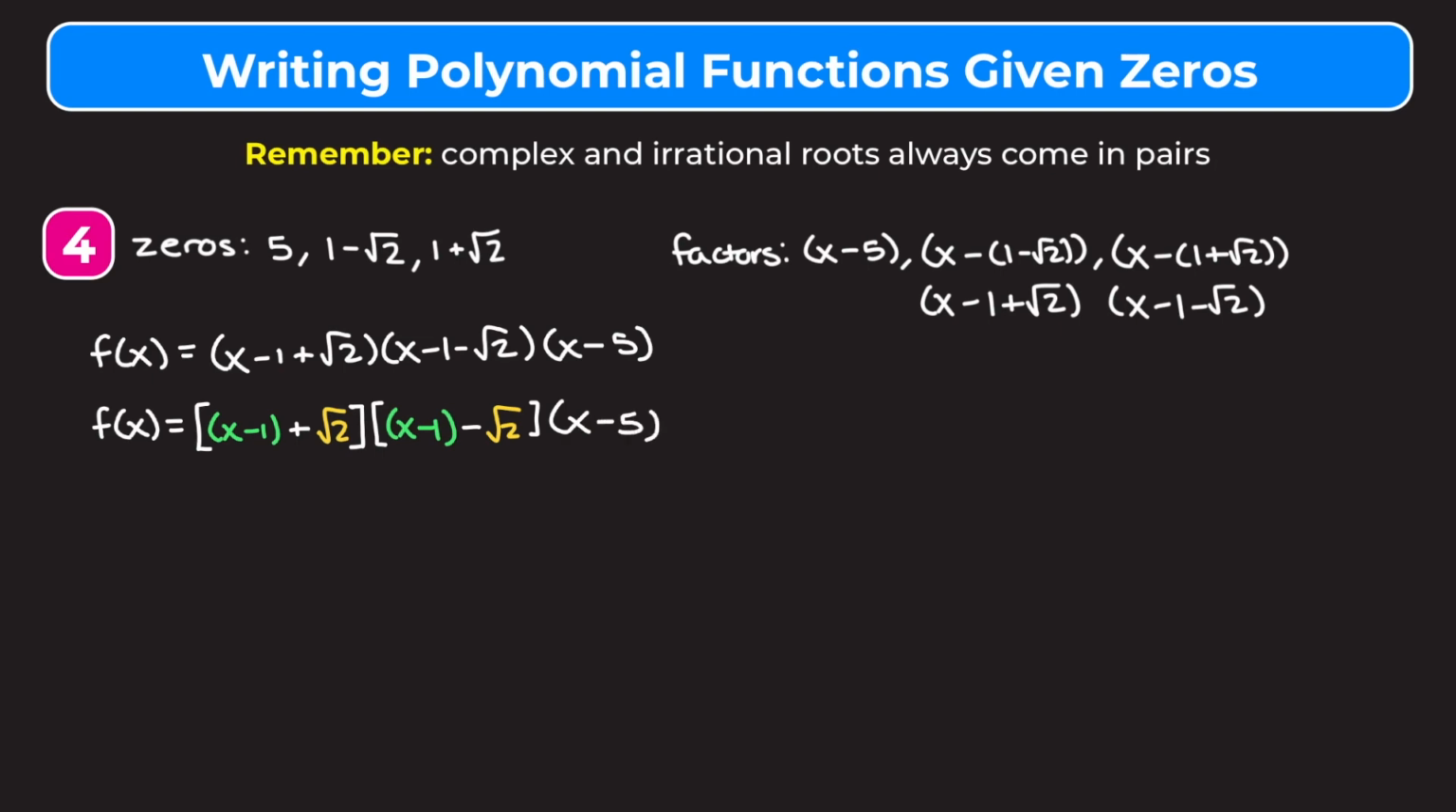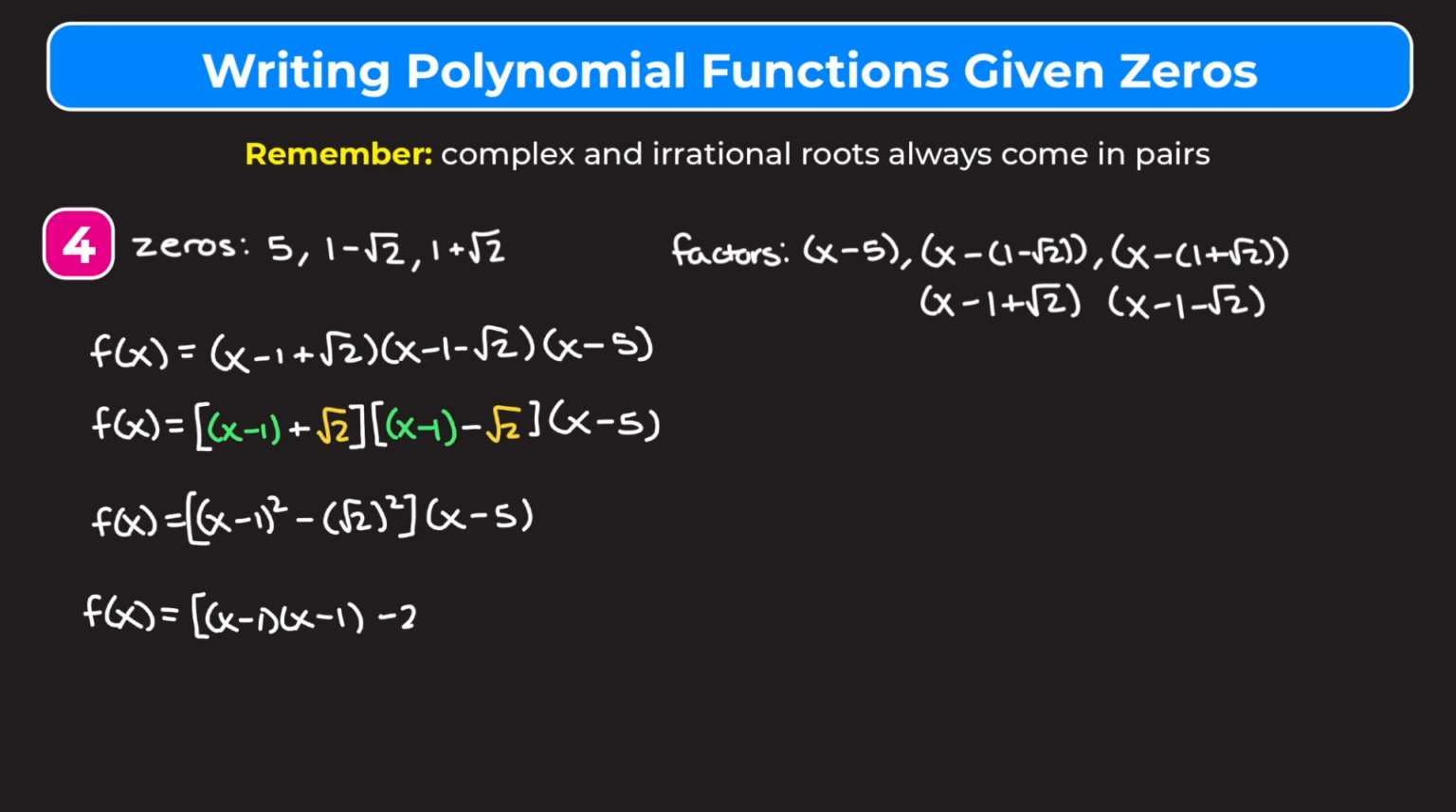And now we're going to use our foiling shortcut where we're going to square the first terms and subtract the second term squared from it. So we're going to square x minus 1. So we're going to do x minus 1 squared minus the square root of 2 squared. Put this in brackets because this entire thing is going to be multiplied by x minus 5. Remember, x minus 1 squared is like x minus 1 times itself. And when you square a square root, they cancel out. So the square root of 2 squared is just 2. So we get minus 2. And we still have times x minus 5.